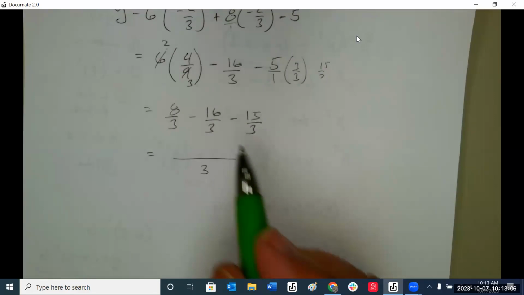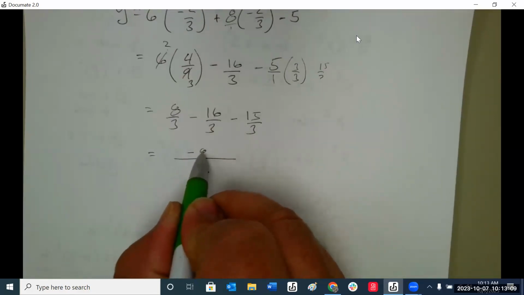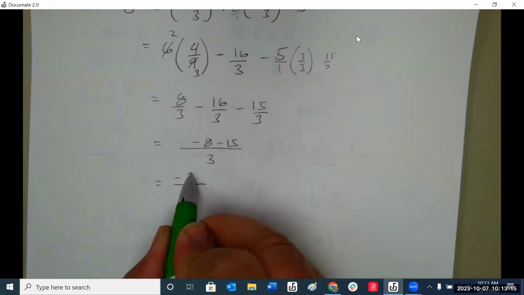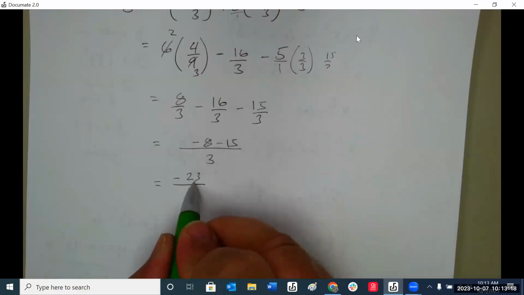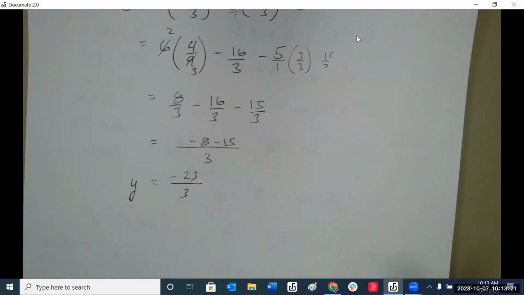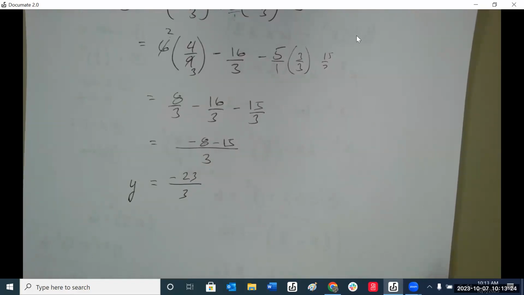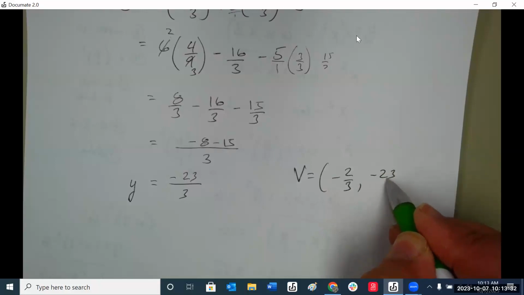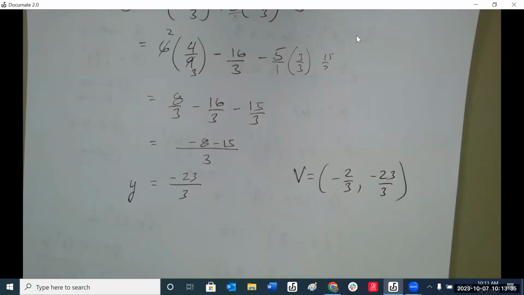8 minus 16 is negative 8. Negative 8 minus 15 is negative 23. So our vertex is at negative 2/3, negative 23 over 3. So we know where our vertex is.